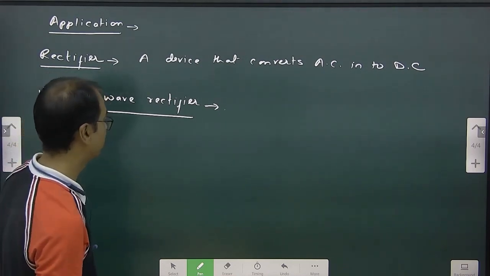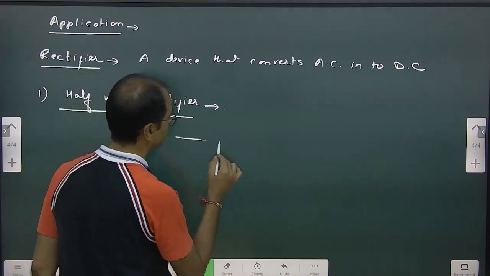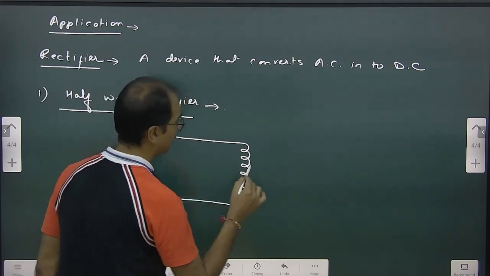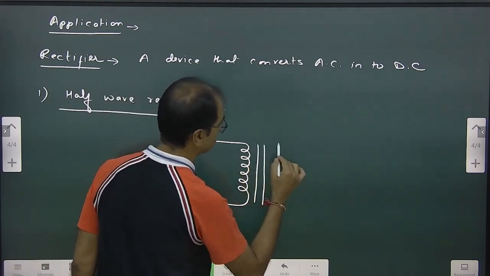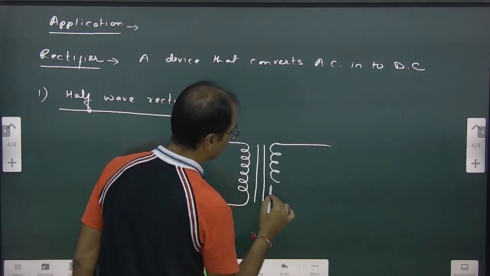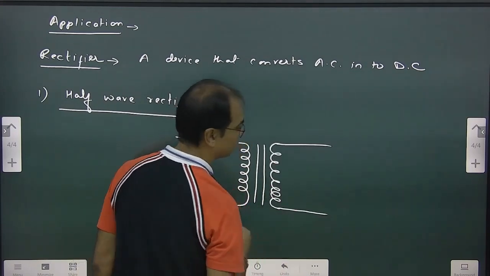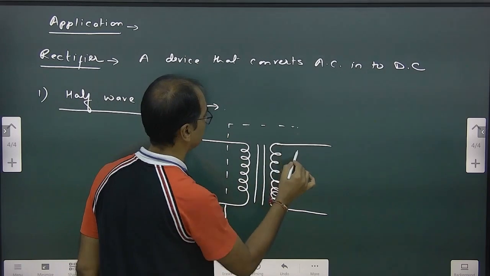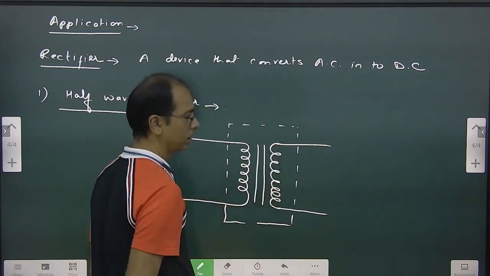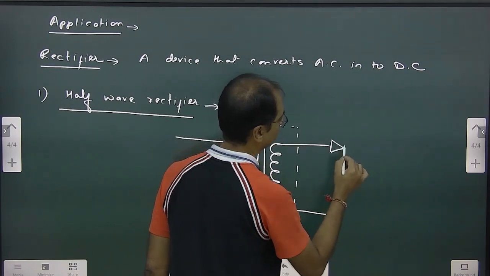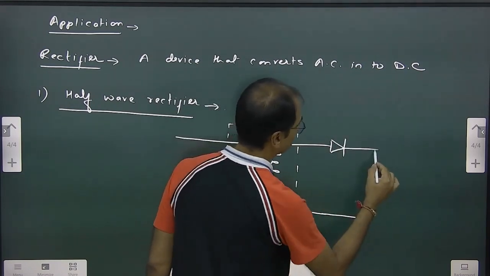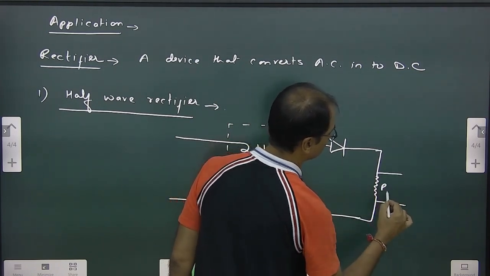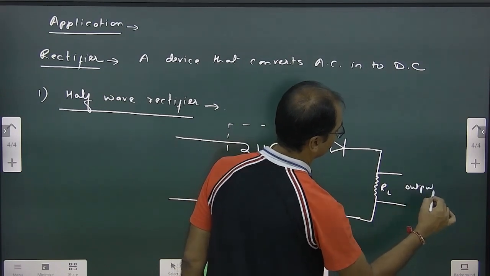So how are we making a half wave rectifier? We are using a device which we already studied. Let me make it, then we will discuss. The device is like this. What is this called? Remember, this is the transformer. Now here is the PN junction diode, right? And here we will take the output. This is called the load resistance. This is the output, from here we will be getting it.